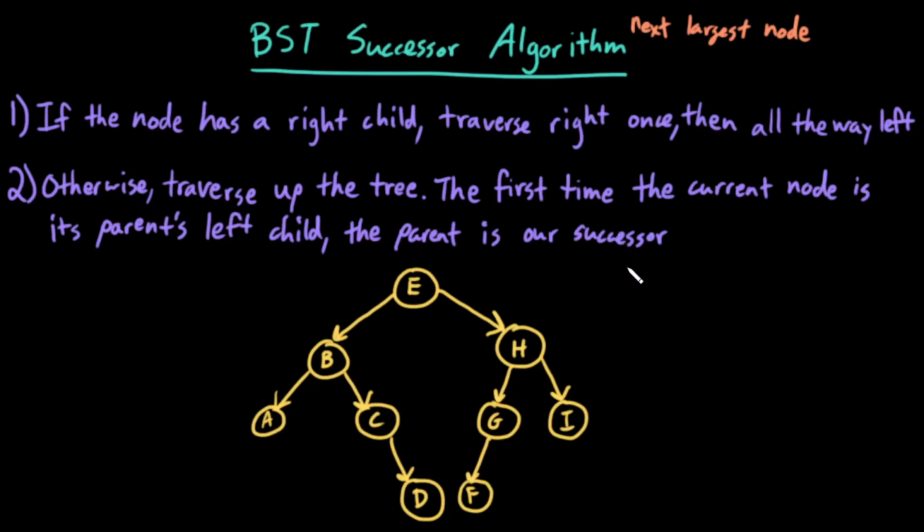Basically, there's two cases. For whatever node you're looking at, if the node that you want a successor of has a right child, you just traverse right once, and then you go as far left as you possibly can. So let's say I wanted the successor of E. I would go right once, then go left as much as I can. F is the successor of E.